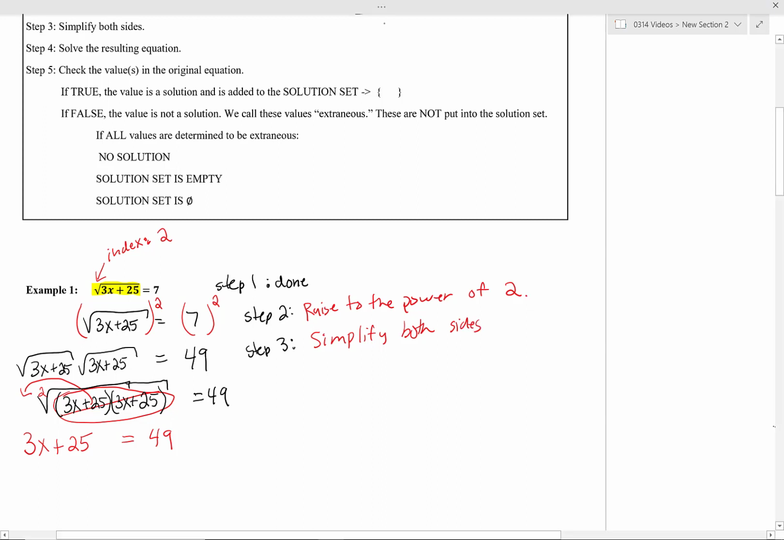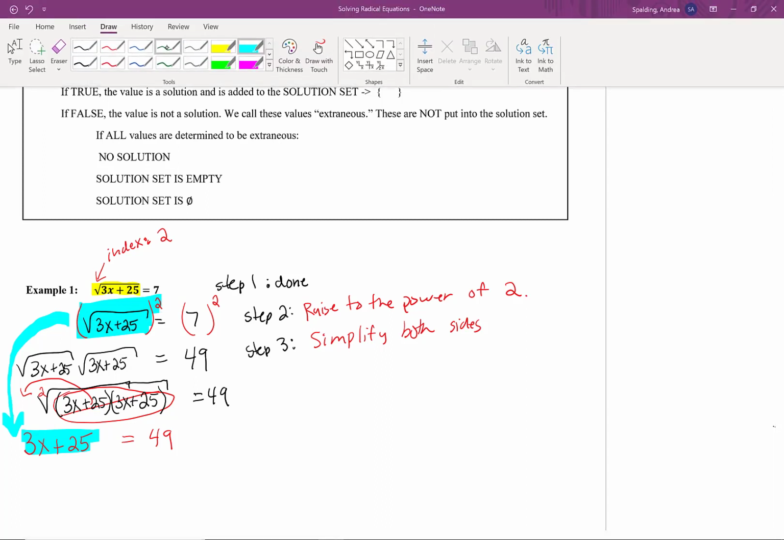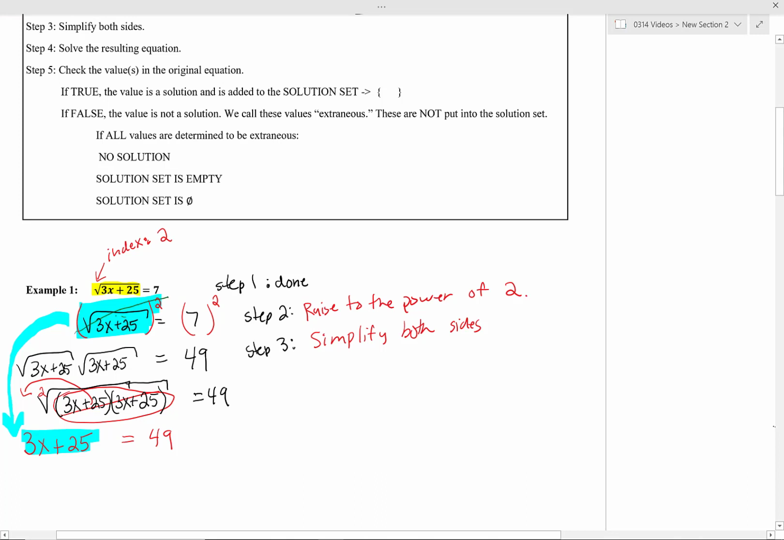Now, here's what we're going to do from now on. From now on, I'm not going to go through all of those steps. I'm going to go straight from here to here. So when we square a square root, the square root symbol goes away, and what we're left with is just what was underneath that square root. So the square and the square root, that radical symbol and that power, are going to cancel each other out. That's how we're going to think about it. And we're left just with what's underneath. So we're going to use this shortcut from now on.